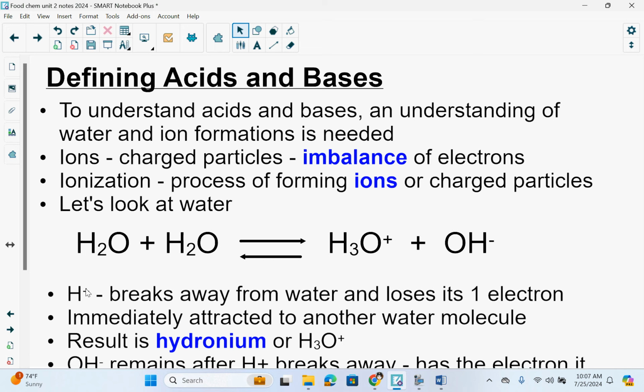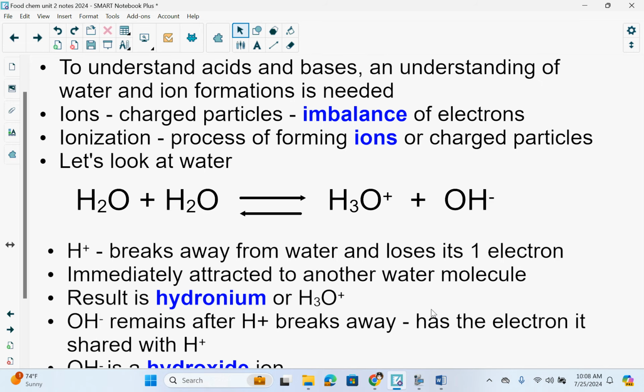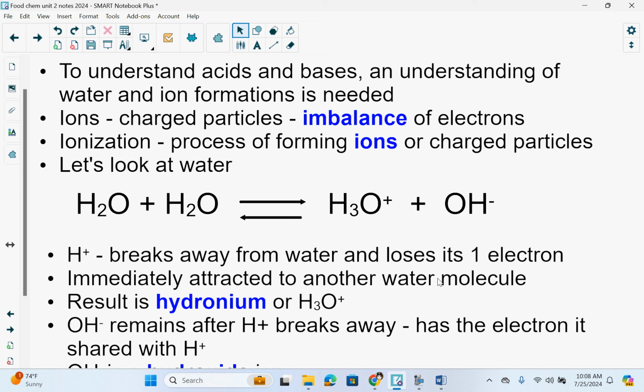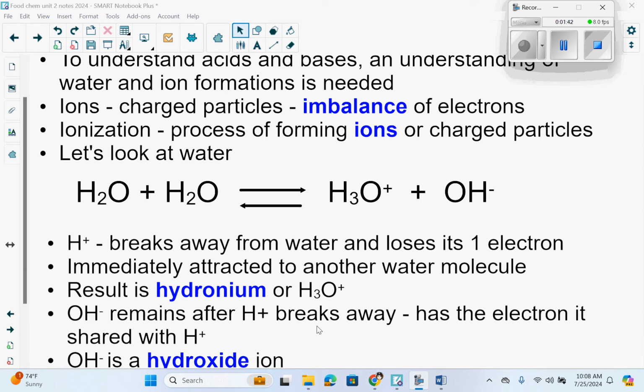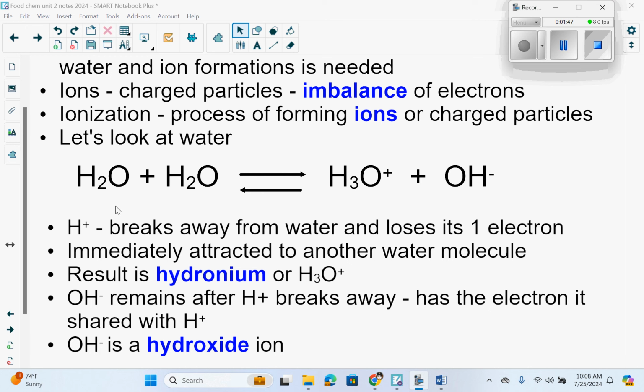So this water molecule picked up the other H, and this OH is what remains after that H plus breaks away. It has the electron it's shared with the H plus. That's why it's OH minus. So plus means an electron was removed, and then the negative means an electron was gained. So OH minus is a hydroxide ion. So when water reacts with itself, an H breaks off, attaches to the other, and the one that got the H is H3O plus, hydronium. The one that lost the H is OH minus, hydroxide.